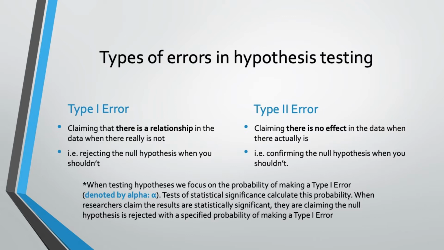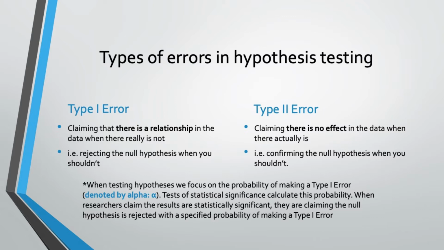And just as a note before we move any further, when we're testing hypotheses, we're focusing on and calculating the probability of making a type 1 error. This is denoted by alpha. Tests of statistical significance calculate this probability. When researchers claim that the results are in fact statistically significant, they are claiming that the null hypothesis is rejected with a specified probability of making a type 1 error.